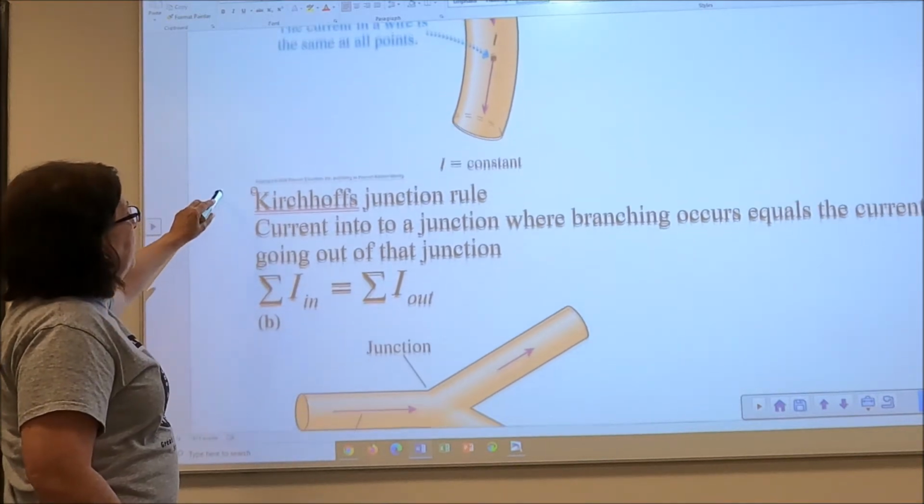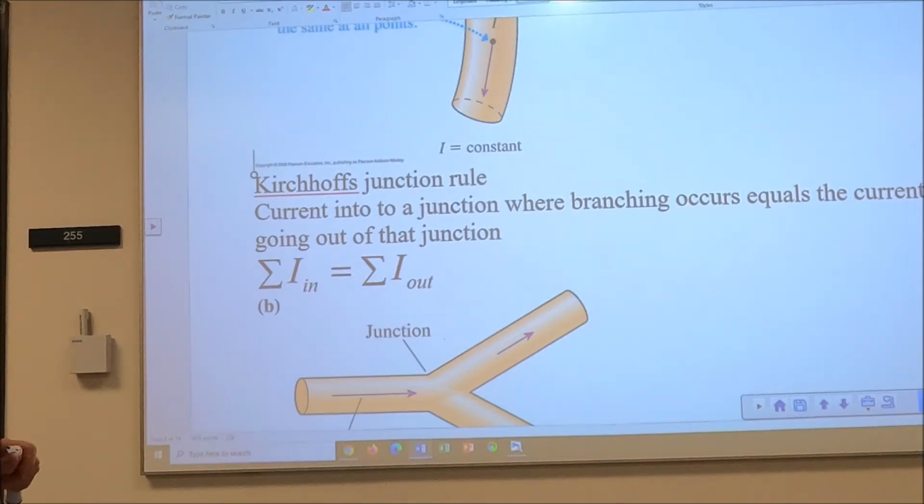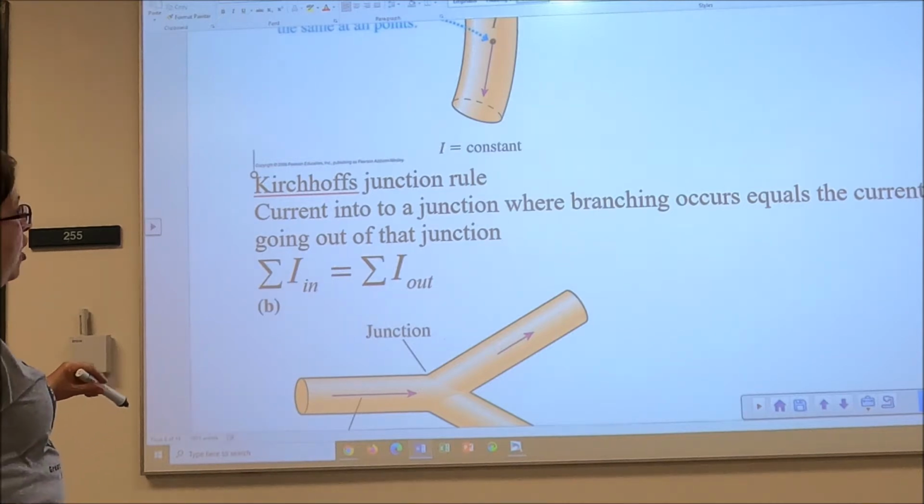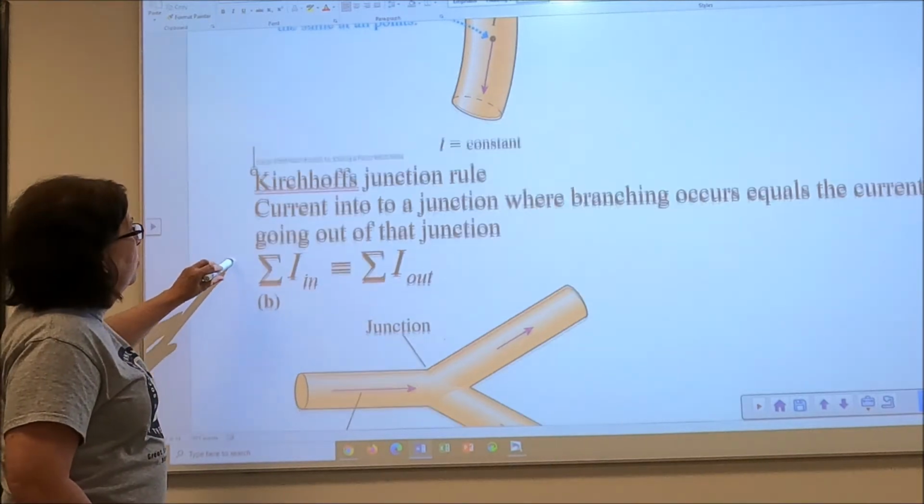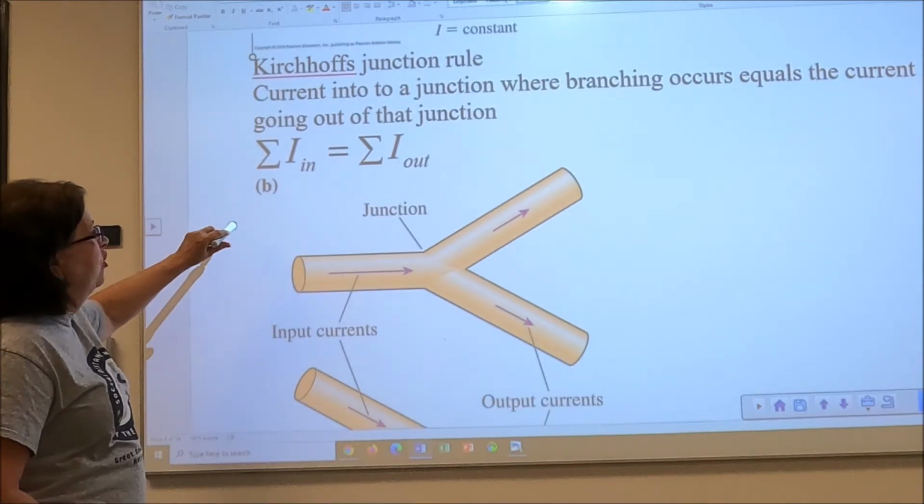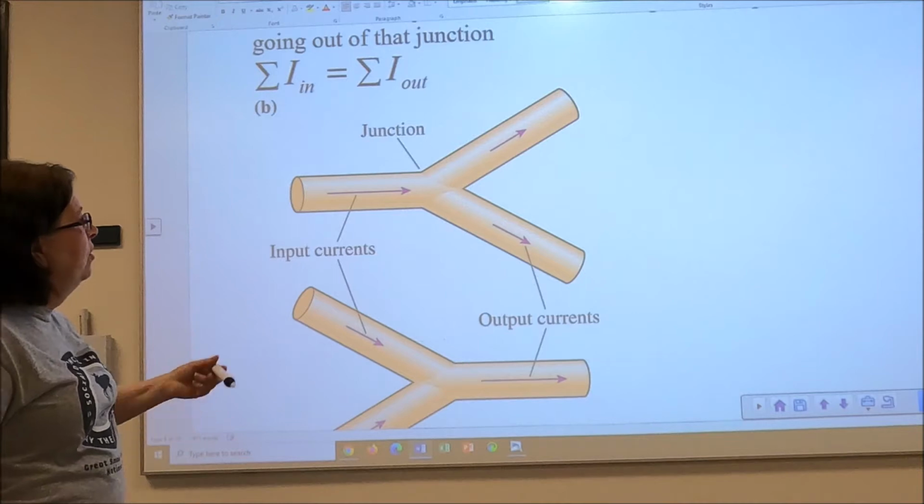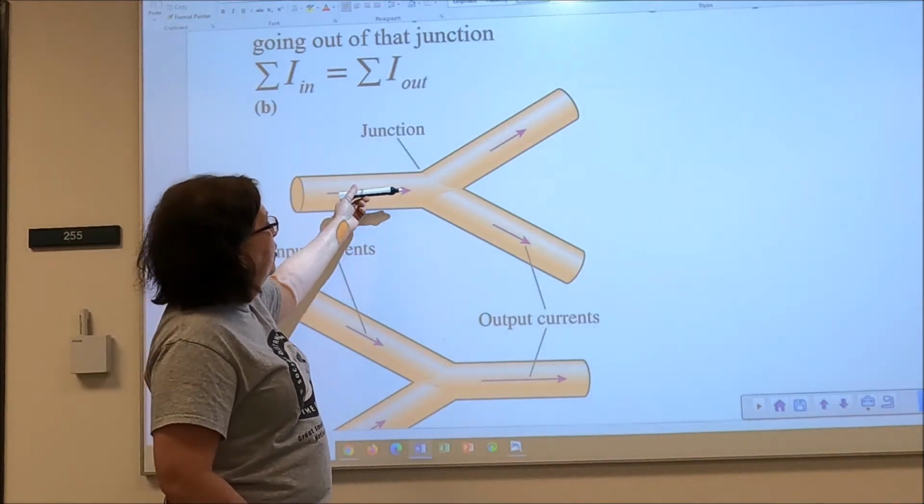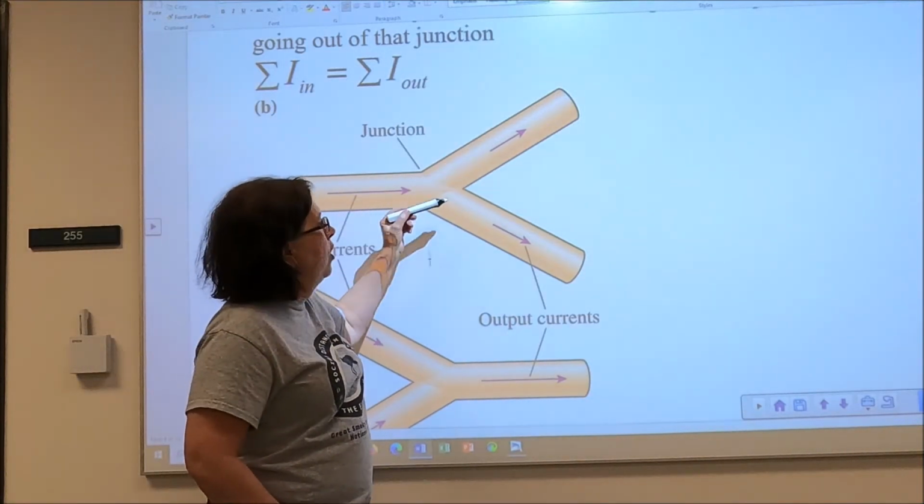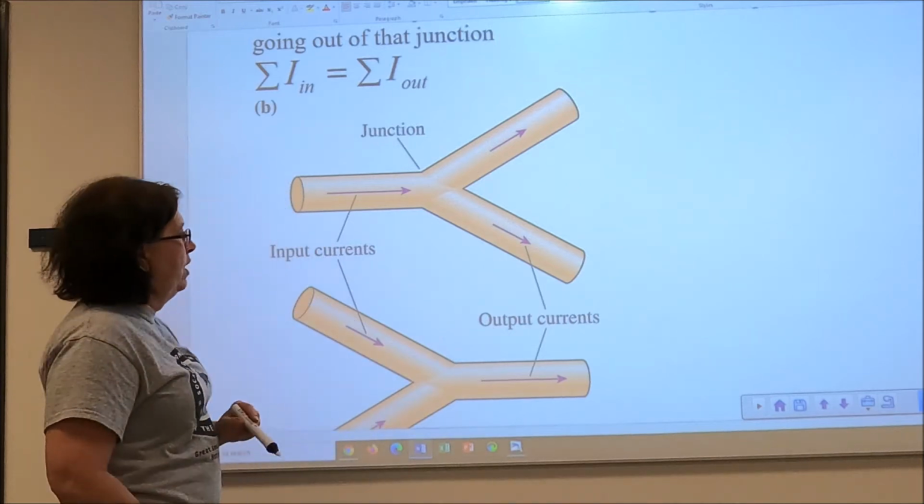Now, we met Kirchhoff's loop rule earlier. Now we're going to make Kirchhoff's junction rule. Current into a junction where branching occurs equals the current going out of the junction. So current in has to equal current out. So if this was 3 amps going in and this was 2 amps going out, there would be 1 amp over here.